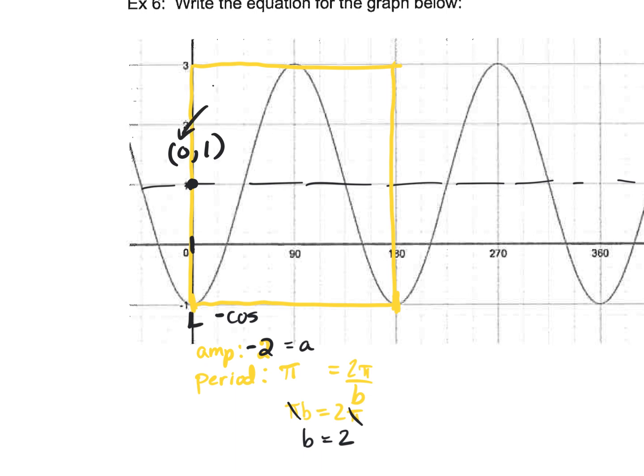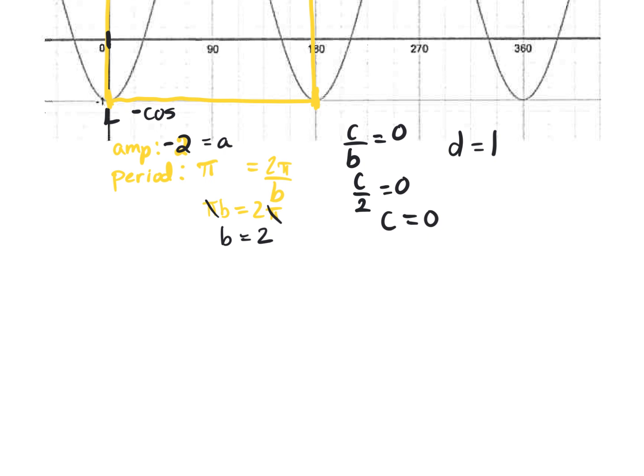So this now becomes C over B, and this is D. So if we mark our window, then we can mark the middle of our window, can't we? So C over B is equal to 0. Does it matter what B is? So we could say C over 2 equals 0. So what is C? Cross multiplied, 0, isn't it? And D is 1. So guys, do you see we have A, B, C, and D now?